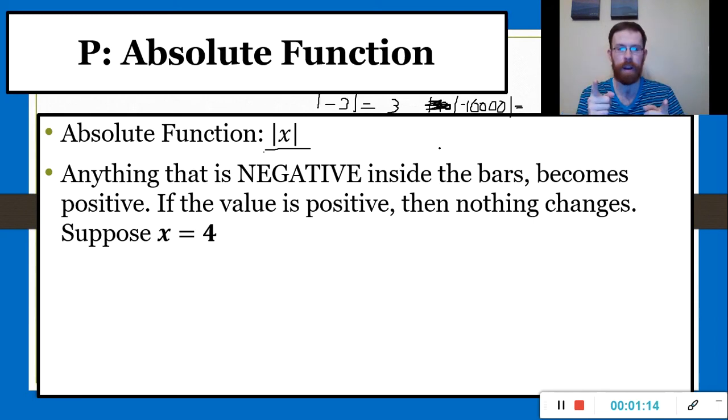Remember that. Get that in your brain. If it's a negative inside the bar, it becomes positive. If the value is already positive, nothing changes. I've had many students over the years say, oh hey, if it's negative it becomes positive, if it's positive it becomes negative. No, that's when you multiply by a -1, not when you have an absolute value.